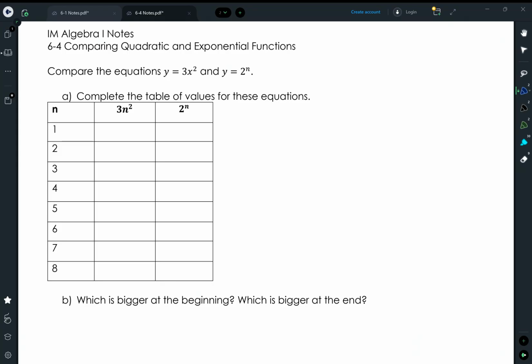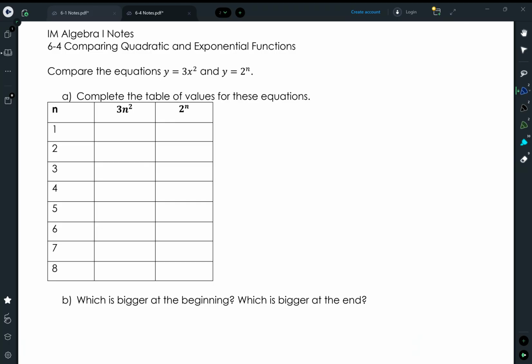So let's remember from the last time we took notes here that quadratic is when our variable is raised to the second power. It's degree 2 is what we call it. So we're basically looking for something that's x squared. When we talk about an exponential function, we mean a function where the exponent is the variable.